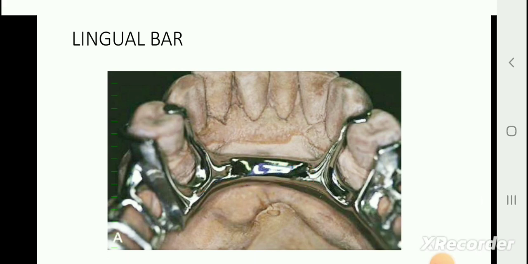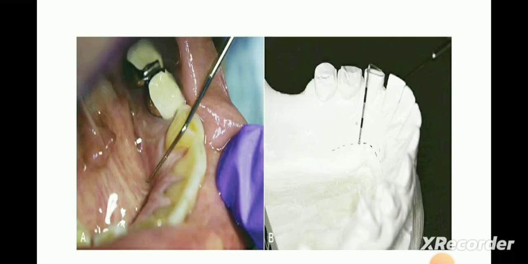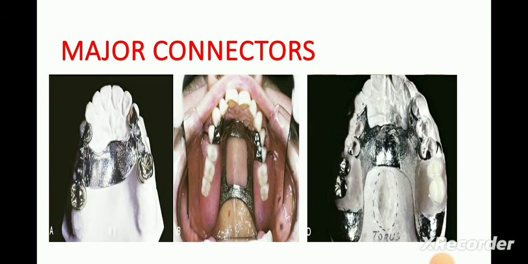And the amount of relief depends on the type of removable partial denture and the slope of lingual tissue. In the next lecture we'll do the various types of removable partial denture. So the amount of relief also depends on the type of removable partial denture, and relief is not routinely given. It is a must in the mandibular major connector.